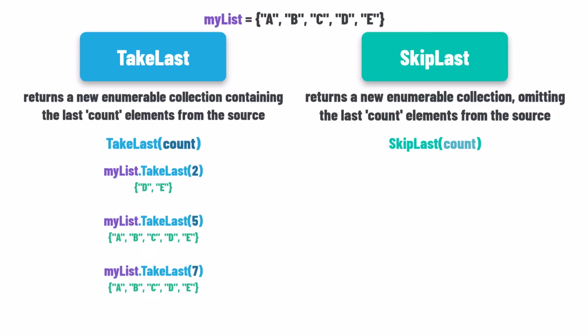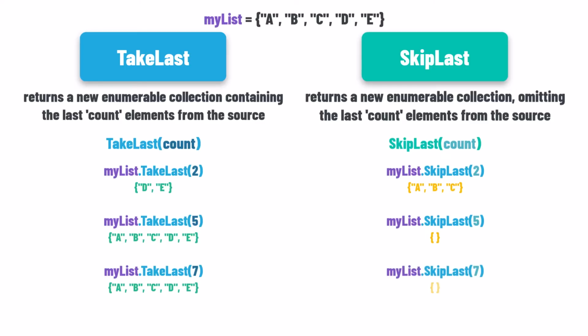Using the same string list as an example, employing SkipLast with the number 2 returns the first 3 elements from the list. Using SkipLast with the number 5 returns an empty collection, as all elements are skipped. Similarly, using it with the number 7 also returns an empty collection. Again, it's important to note that no exception is thrown, even if the count of elements to skip exceeds the total number of elements in the collection.